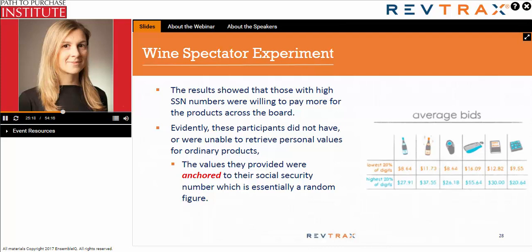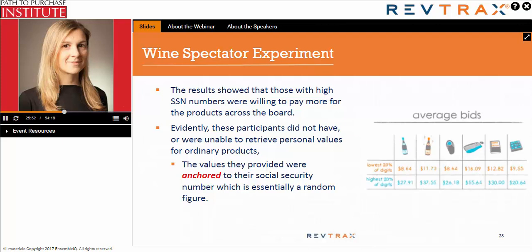And more than that, the valuations of subjects with the top 20% of the social security numbers were typically greater by a factor of 3. Okay? So for example, subjects with social security numbers in the top 20% were willing to pay $56 on average for a cordless computer keyboard, compared with $16 on average for subjects with the bottom 20% of the social security numbers. For wine, the numbers are 8 and 27 and 11 and 37. So this is consistent across all the products.